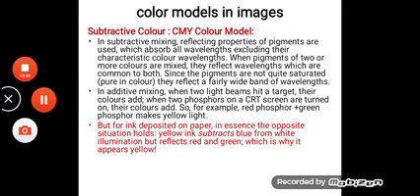When two phosphors on a CRT screen are turned on, their colors add. So for example, red phosphor plus green phosphor makes yellow light.